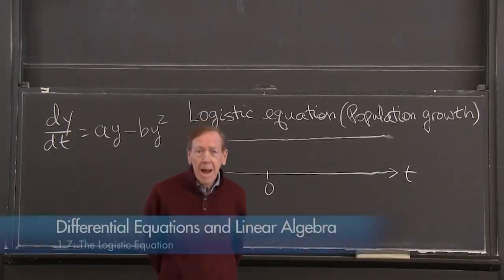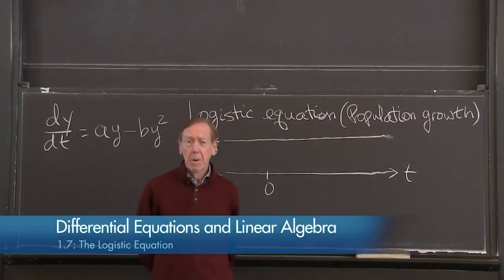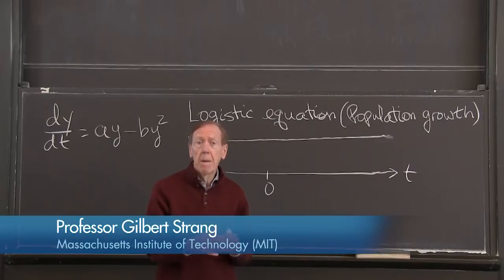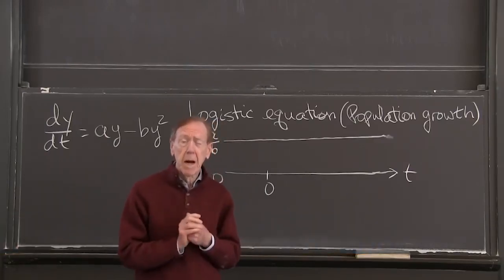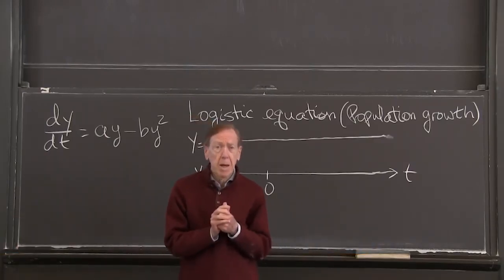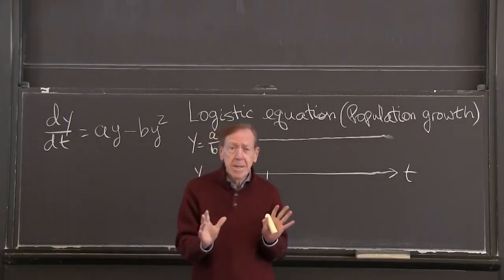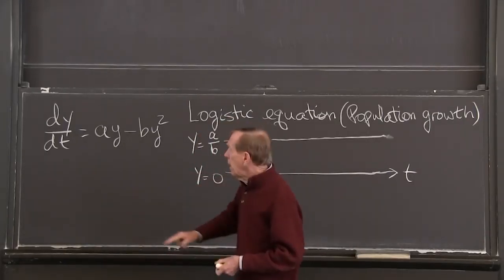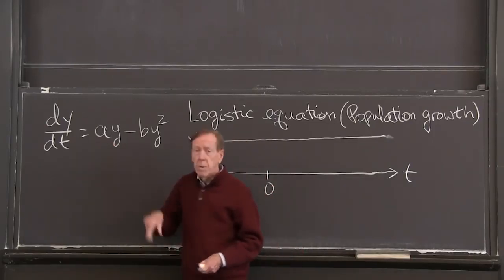Okay, now finally a nonlinear equation. Growth, but the growth is cut off by competition, slowed down by competition. Let me show you the equation. It's, in a way, the simplest nonlinear equation I could think of. We have the usual dy dt equals ay.